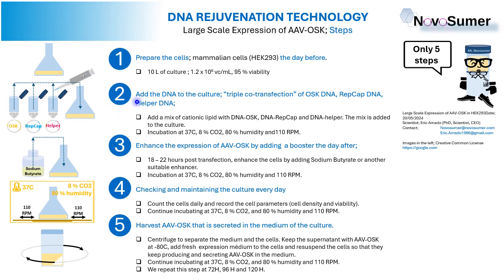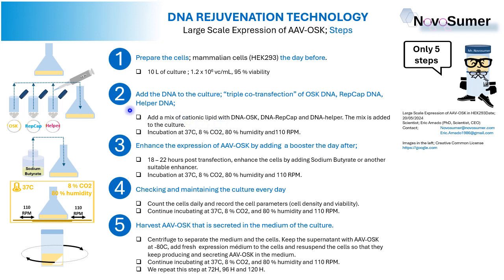What is the second step? The second step is easy. It's just adding the DNA to the culture. This step is called triple co-transfection. We add the OSK DNA, the RepCap DNA, and the helper DNA. Here you have the 3 DNAs that are added to the cell culture. And we add these 3 DNAs with a detergent. The detergent will help the cells to absorb the DNA. It's called a cationic lipid. It's a positive detergent that interacts with the DNA that is negatively charged.